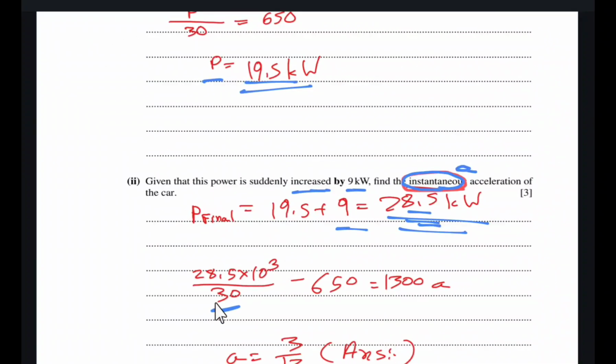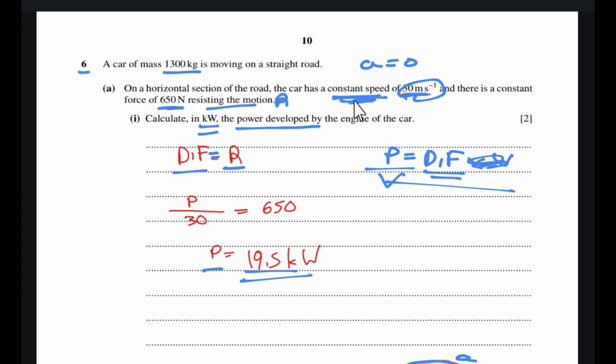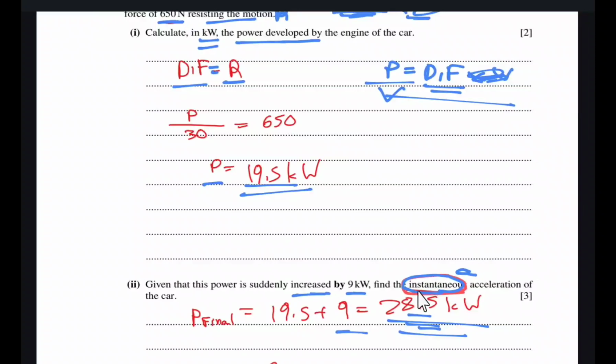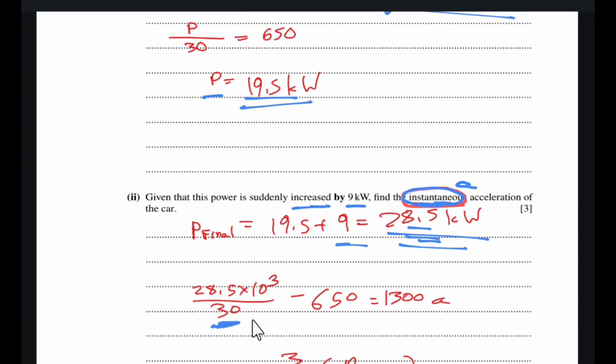So power by instantaneous velocity, though it is mentioned that initially it is at a constant velocity, that is 30 meter per second, but there is no other velocity given, and since it mentions clearly about instantaneous velocity, that means at this point or at that instant. So at that instant it has only a velocity of 30 meter per second.